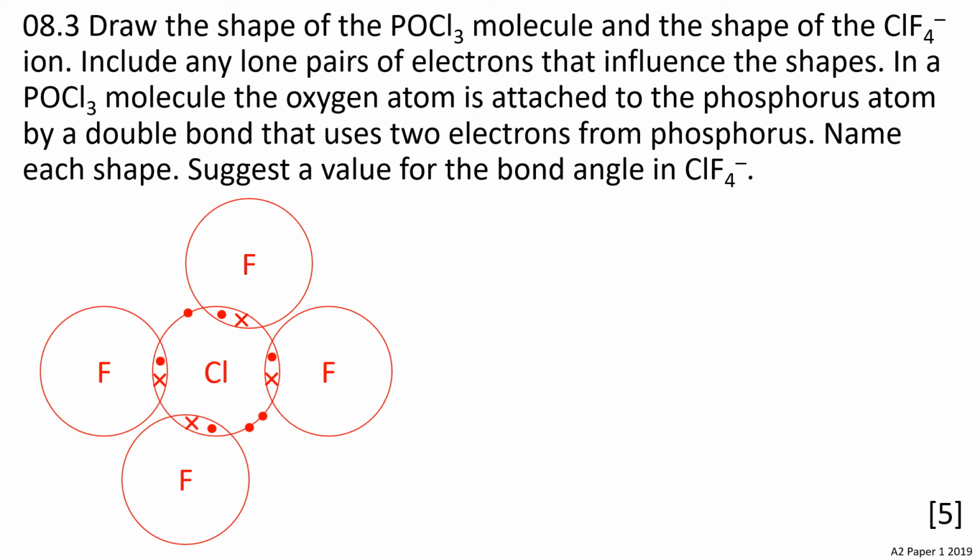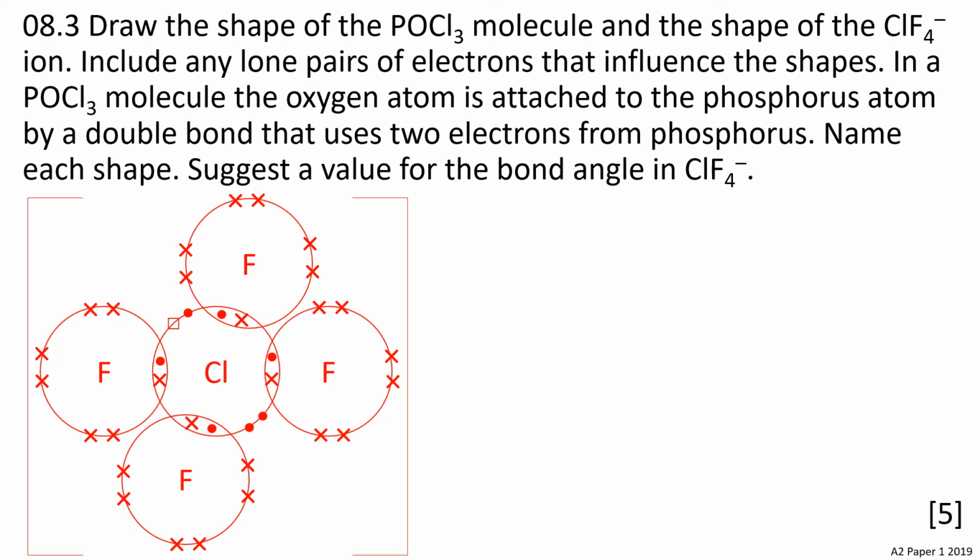There's the 4 single bonds, so I'm showing electrons from fluorine as a cross. There's the remainder of the outermost electrons in each fluorine atom, so fluorine again is in group 7, so 7 crosses in total for each fluorine atom, and each fluorine atom has got its full octet of electrons. Chlorine can also expand its octet. It is a ClF4 minus ion, so there must be an extra electron from somewhere else, which I've shown there as a cross. It is an ion, so we can show that by putting square brackets around it, and it's got a minus charge.